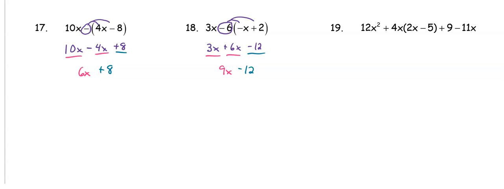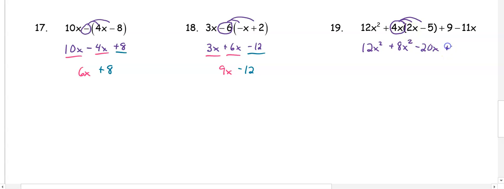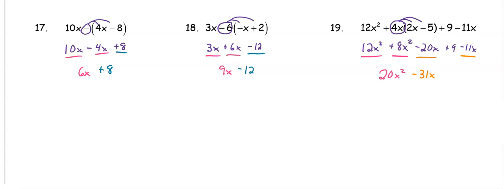In 19, when we distribute, we are distributing a 4x. So we have 12x squared plus 8x squared, because the x's multiplied together to increase, minus 20x plus 9 minus 11x. So when we go to combine like terms, we have 2 x squared terms. 12x squared plus 8x squared is 20x squared. We have 2 x terms. -20x minus 11x is -31x. And then the 9 has nothing to combine with, so it stays as plus 9.